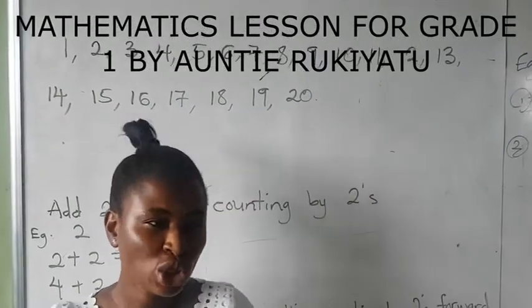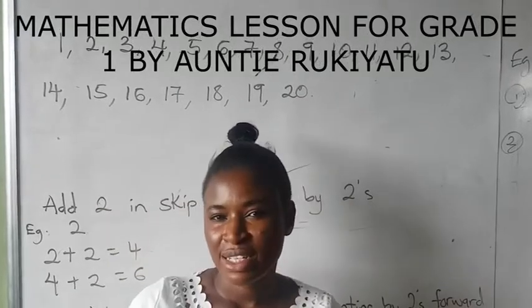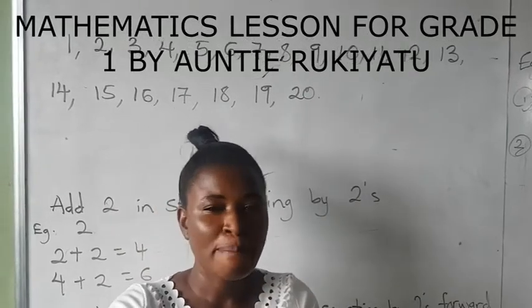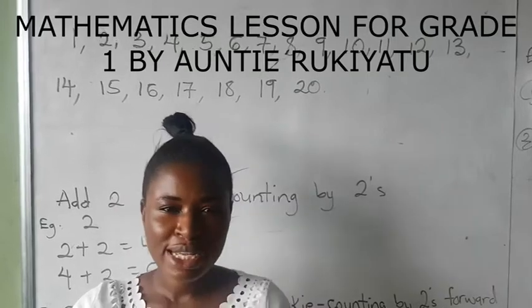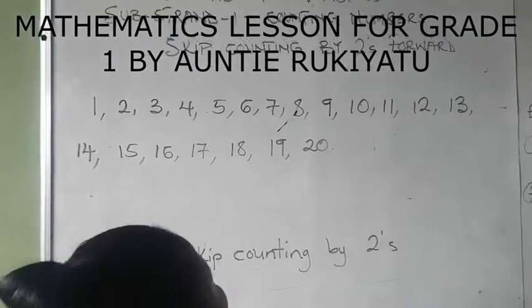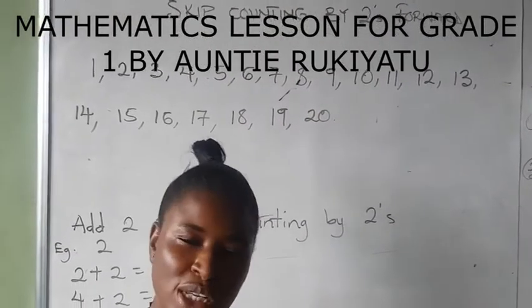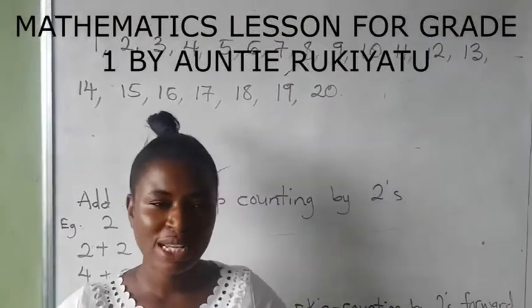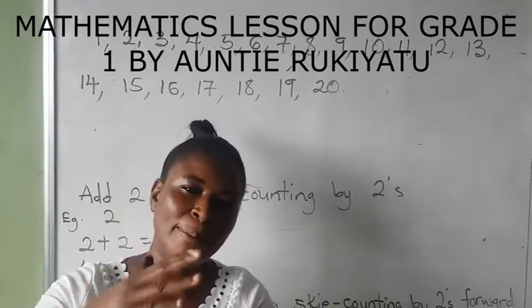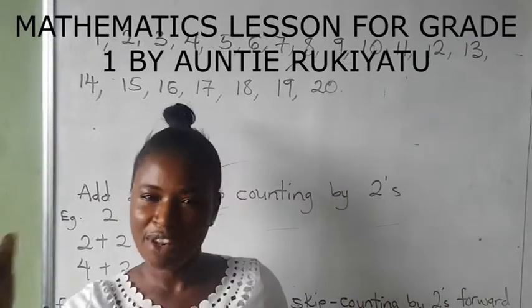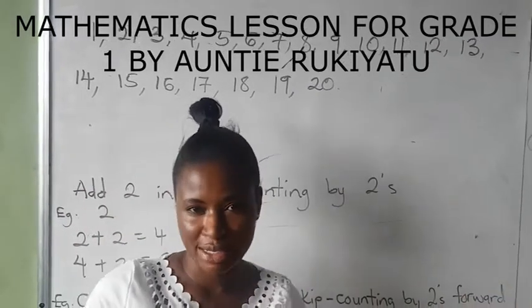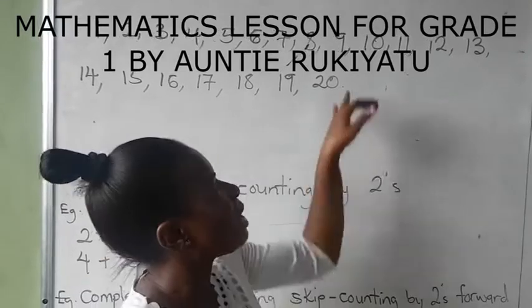I believe you enjoyed our previous lesson that was counting forward and backwards in ones. In today's lesson, we are going to look at skip counting by twos. So we are going to look at skip counting. When we talk about skip counting, it means we are jumping a number to the next number, or we are leaving a number to count from the next number. And we are going to do that by twos.